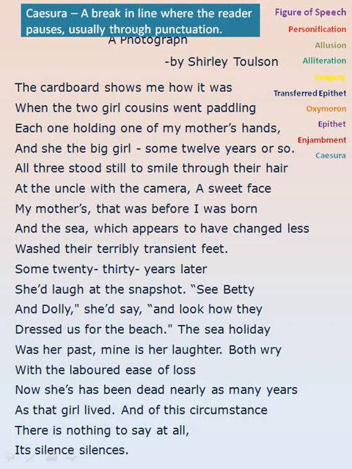Now let us see caesura. Caesura is exactly the opposite of enjambment. Here you have a break in the line where the reader pauses, usually through punctuation. Here in the line "at the uncle with the camera," you have a comma. "A sweet face." So there is a pause in the line after camera. So the figure of speech here is caesura. "My mother's," comma. So there is a pause. Hence it is caesura. And in the next line also you can see "and the sea," there is a comma, "which appears to have changed less." Here also you have caesura.